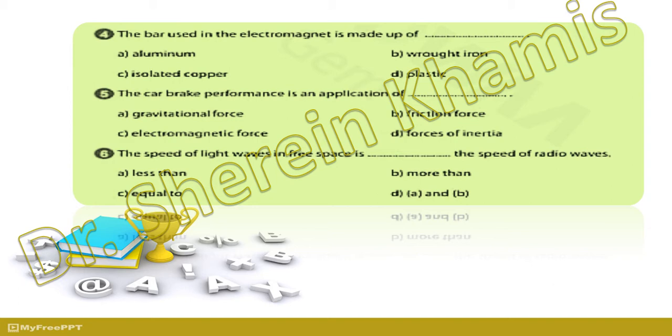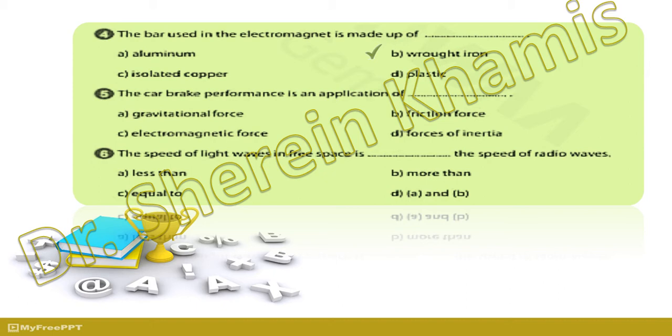So it will conduct electricity easily through it, and the magnet will attract the iron blocks or crabs that can travel from one area to another. So the right answer will be wrought iron.